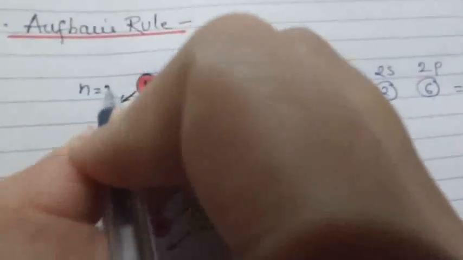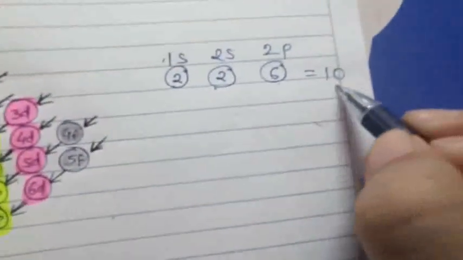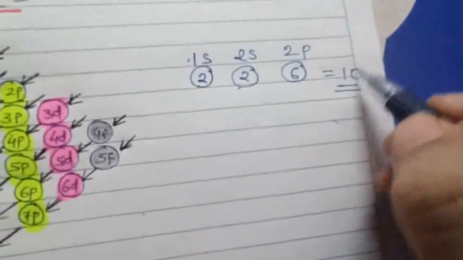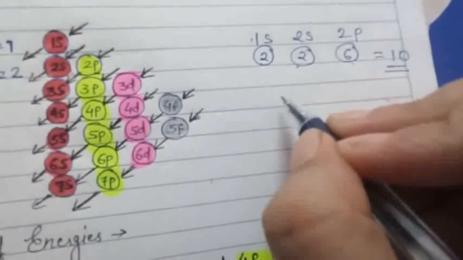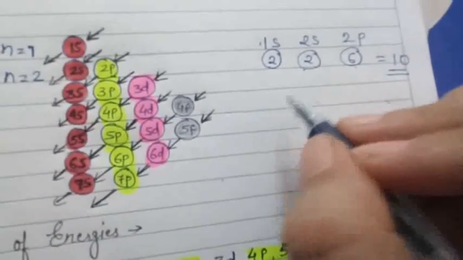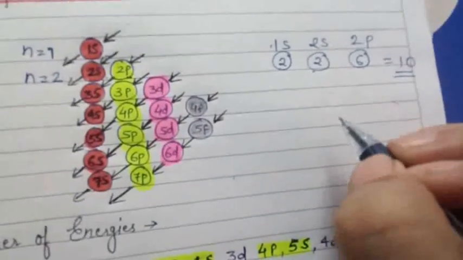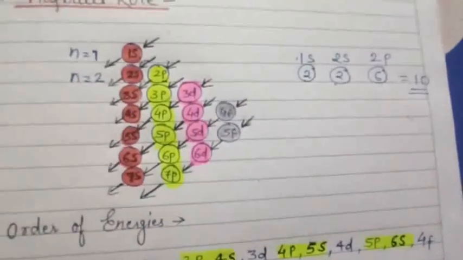So n equals 1 is your first shell, and n equals 2 is your 2s and 2p. When you fill electrons till 1s, 2s and 2p, you are done with the filling of electrons till atomic number 10. Now in the next video we will discuss the filling of electrons from sodium to calcium, that is atomic number 11 to atomic number 20. So the 11th electron will enter where? After 2p what comes? 3s. So we will talk about this in the next video. I hope this much is clear.